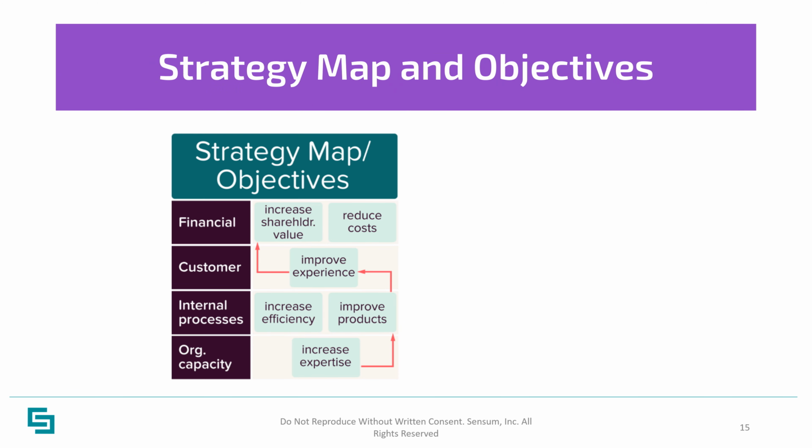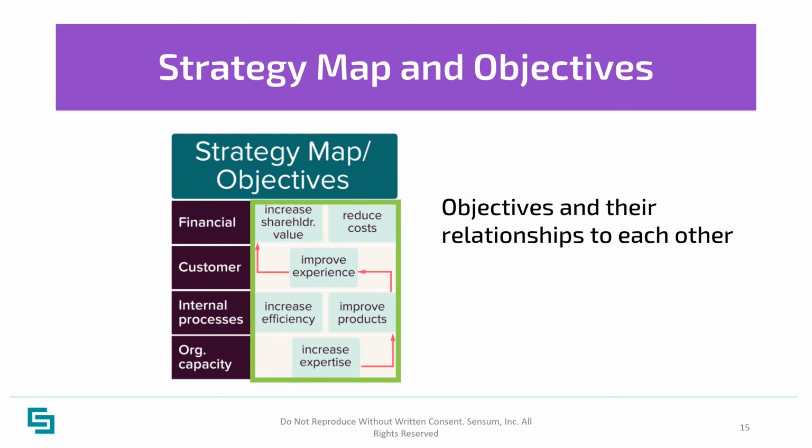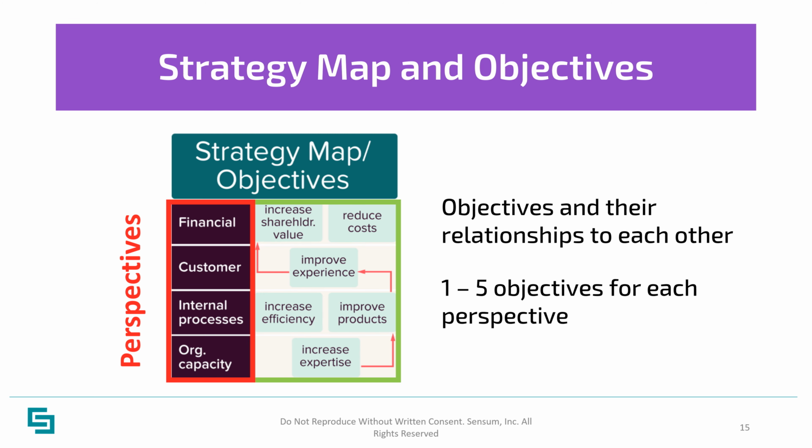The strategy map section contains your objectives and their relationship towards each other. For each perspective, you should choose between 1 and 5 strategic goals or objectives. Do not include more than 5. Doing so will make the plan too broad and difficult to execute.